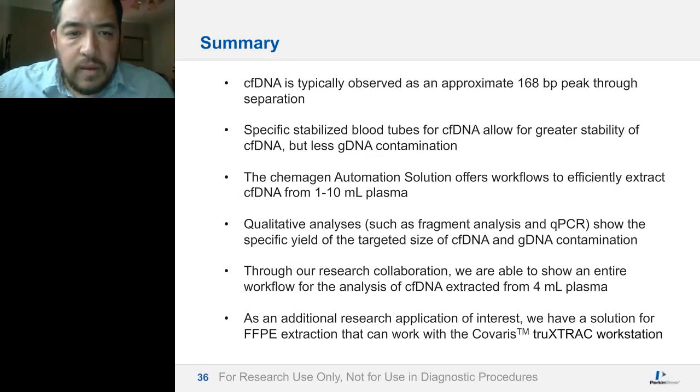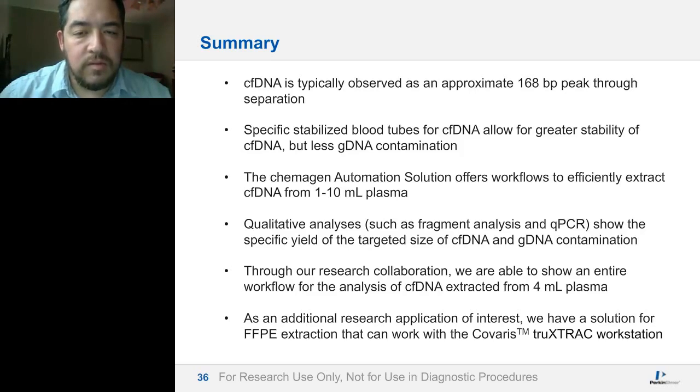So let's summarize. Circulating cell-free DNA is typically observed as an approximately 168 base pair peak. The 168 base pair peak involves the DNA wrapped around the nucleosome plus some linker DNA, and we see a slightly smaller size for ctDNA. Specific stabilized blood tubes for circulating cell-free DNA, such as the BCT or STRECK BCT tubes, allow for greater stability of cfDNA, but also have less genomic DNA contamination. Our automated system shows that we can have a very flexible workflow from 1 to 10 mLs of plasma, so different formats for different needs.